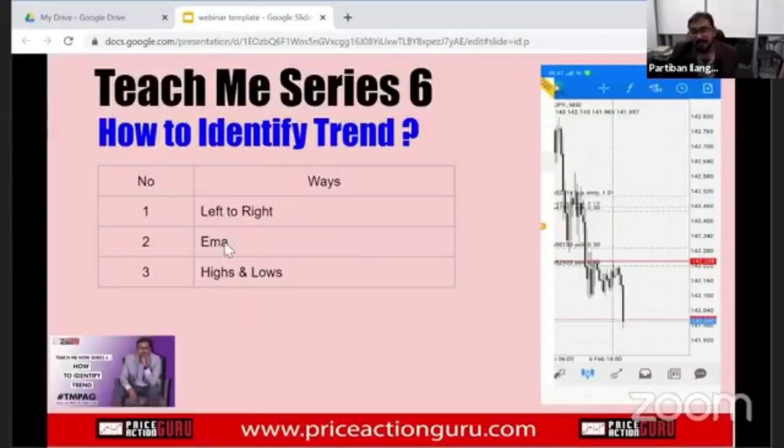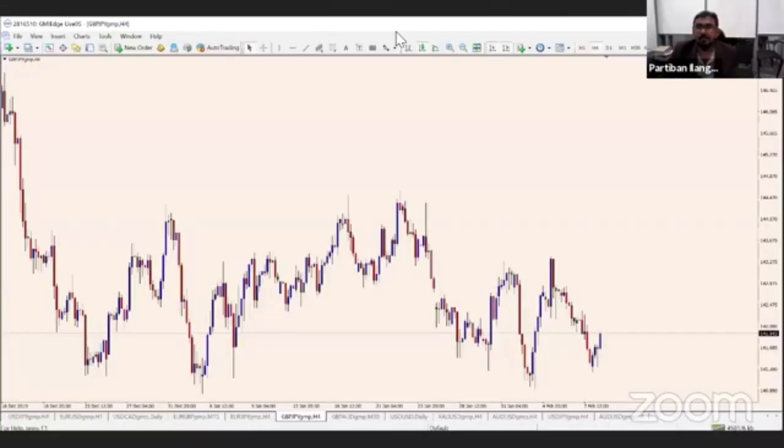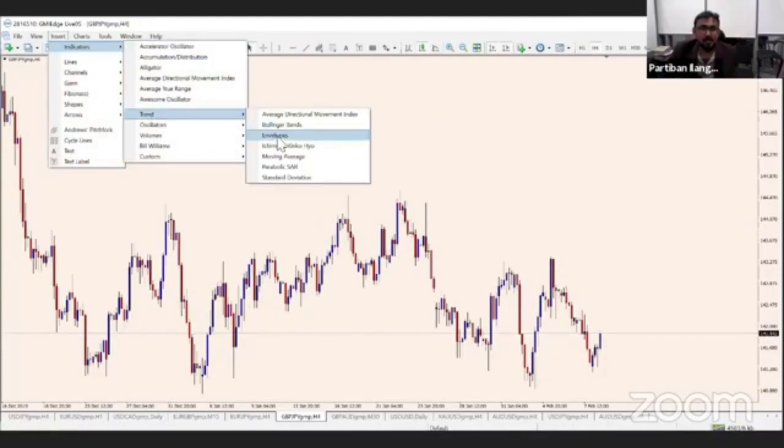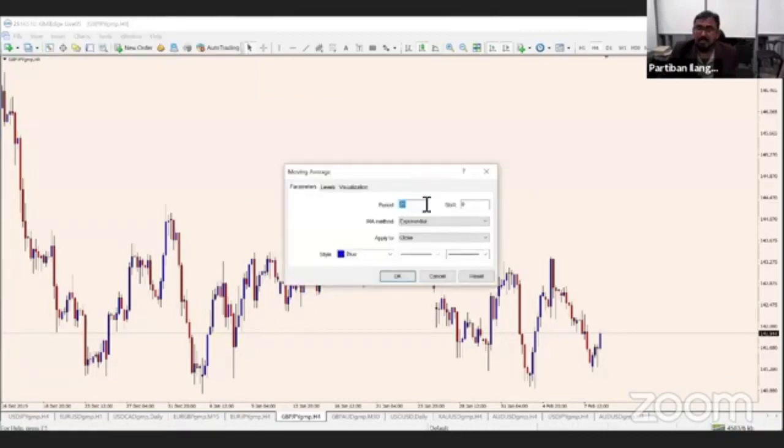And the second one is the EMA. What is the meaning of EMA? Exponential moving average. Now, how to insert EMA? You go to insert, indicators, trend, moving average. Generally, a lot of traders use 20 because they use the daily chart and they average out the past 20 candles, which is a month's average trend. So you can use 20 or any amount, but 20 is quite famous, and exponential.